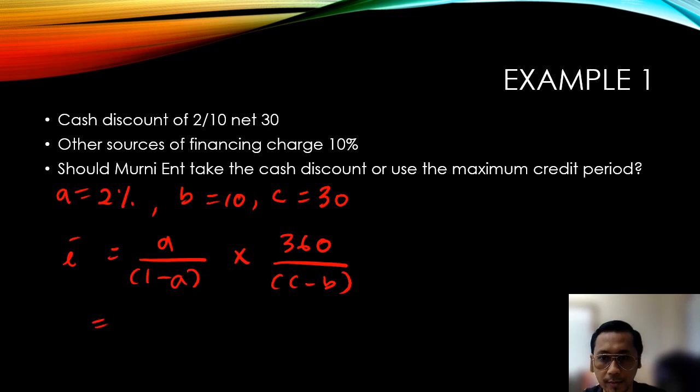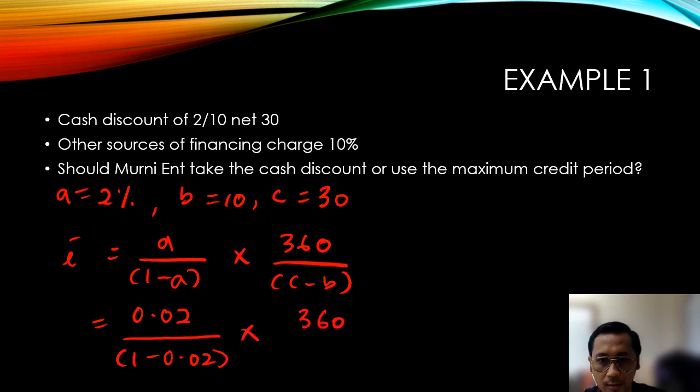So it will be like this: 0.02 divided by 1 minus 0.02, times 360 divided by 30 minus 10. So your answer should be 36.7%.